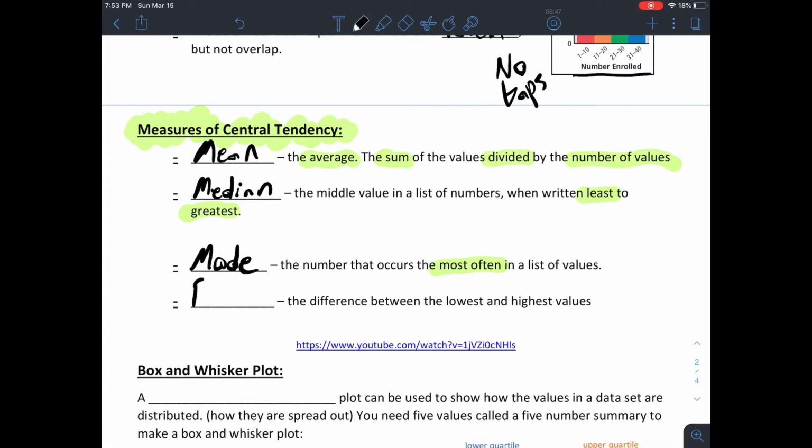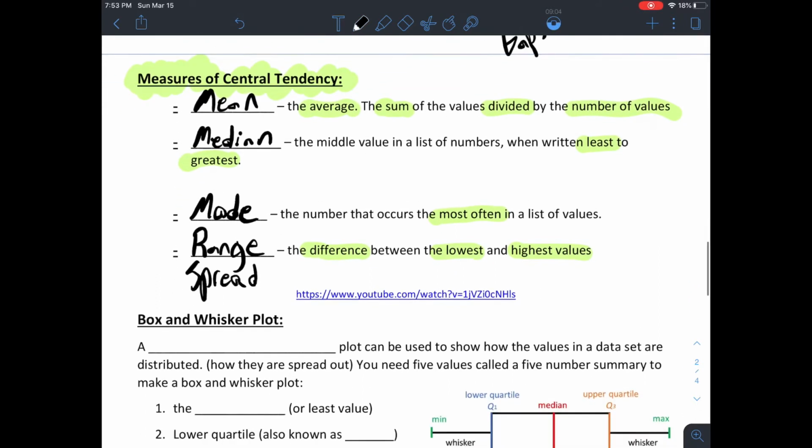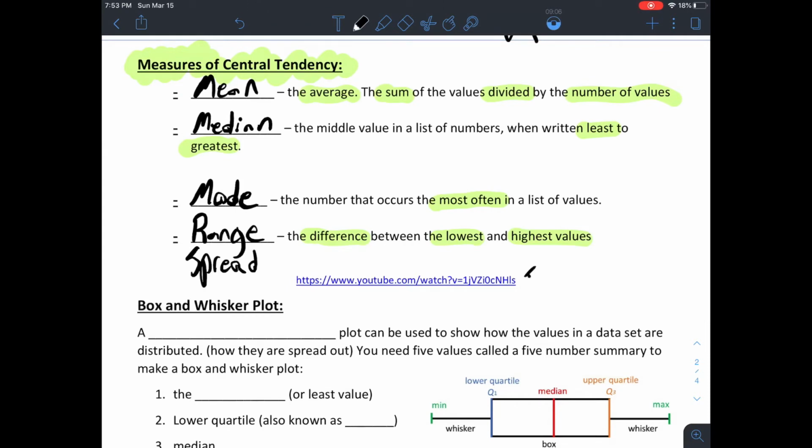Our last measure is the range, also known as the spread, which is the difference between the lowest and highest values. We should be familiar with most of these from grades prior. And right here, I have a link to a song that talks about the mean, median, and mode and range, all the measures of central tendency, and is really funny and helps me remember how to find each one. So check that out if you have the time.